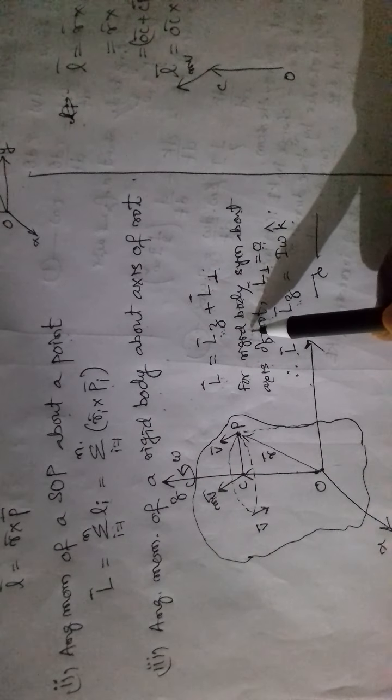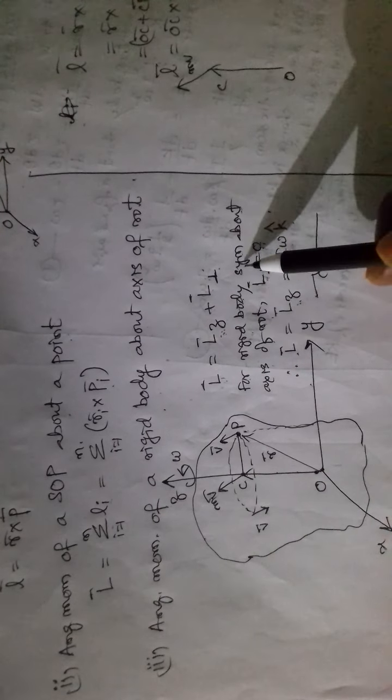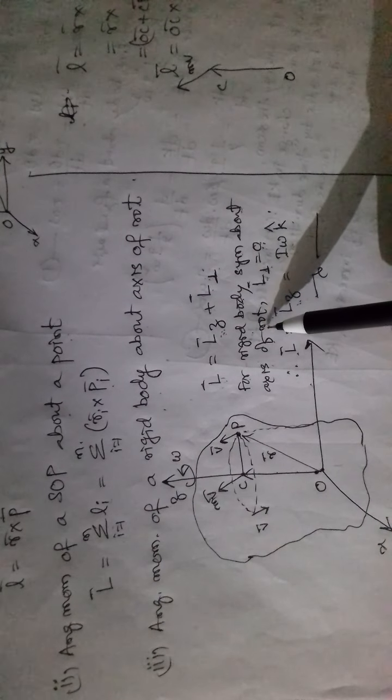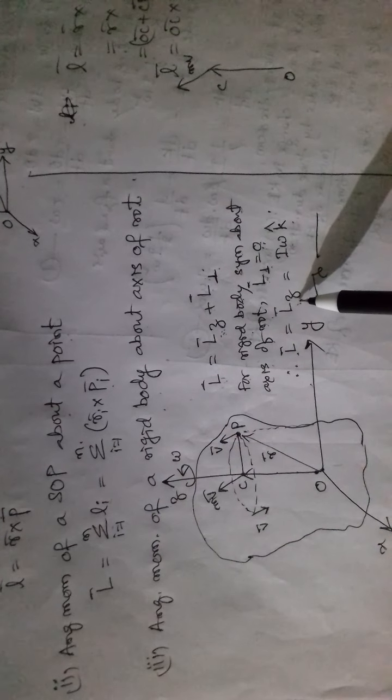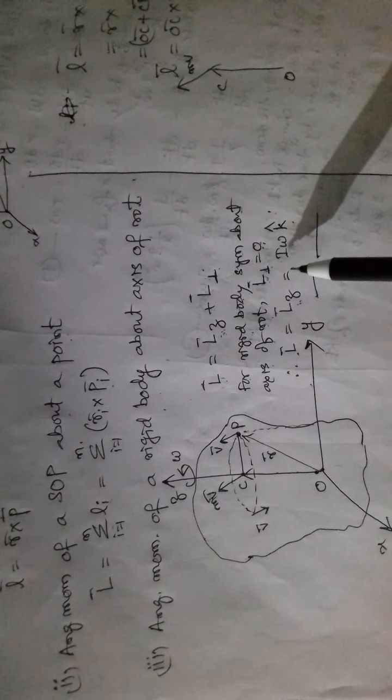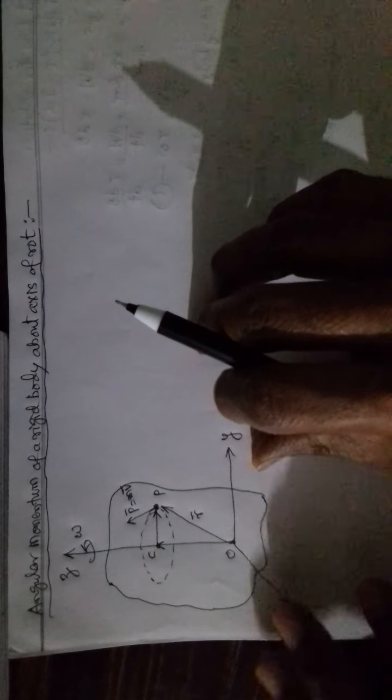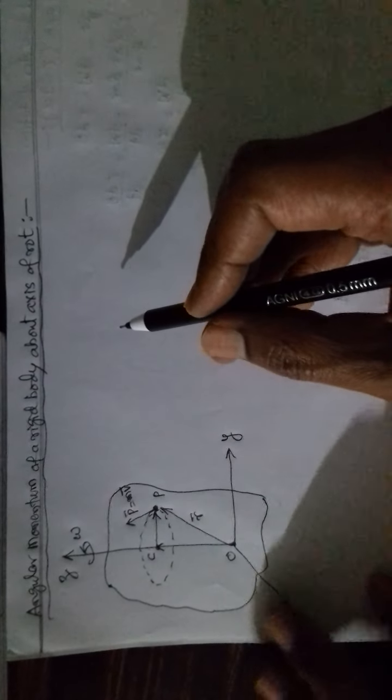Afterwards, for a rigid body which is symmetric about the axis of rotation, the L perpendicular component becomes 0. Therefore, the total angular momentum becomes just its component along the z-axis, and that is I omega k. So we are going to obtain this expression now. Now let us find the angular momentum of a rigid body about its axis of rotation.